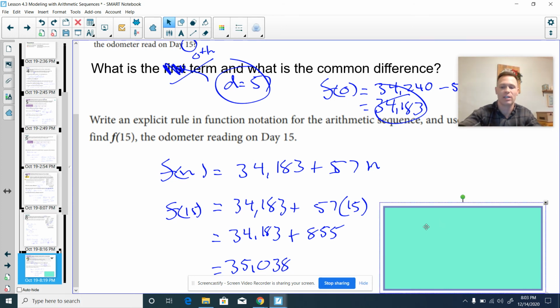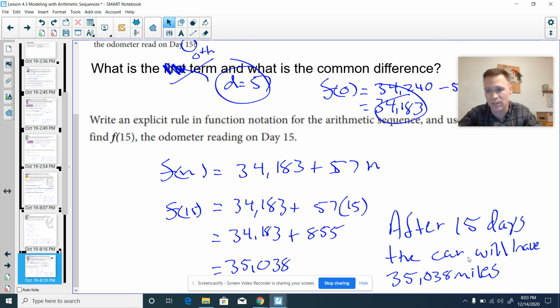So what does that mean in the context of the problem, y'all? After 15 days, the car will have 35,038 miles. All right.